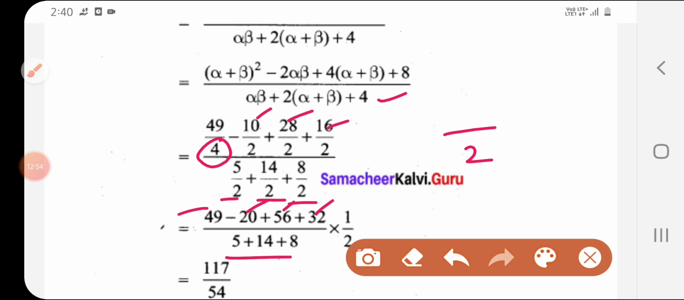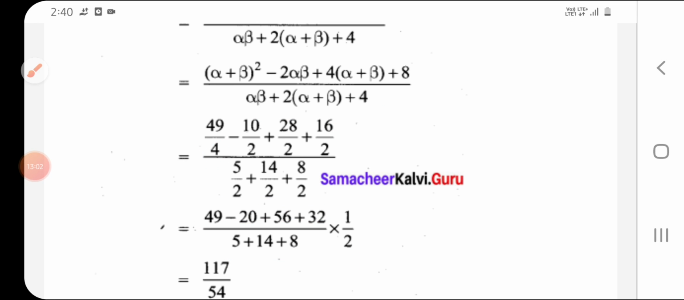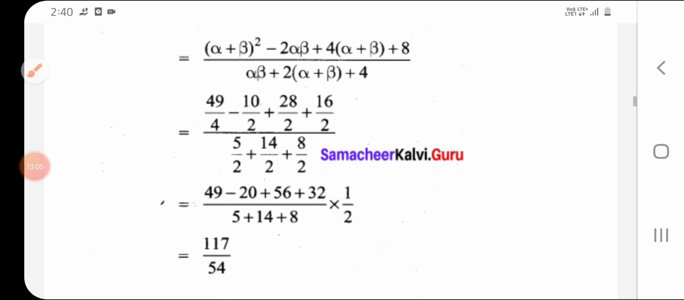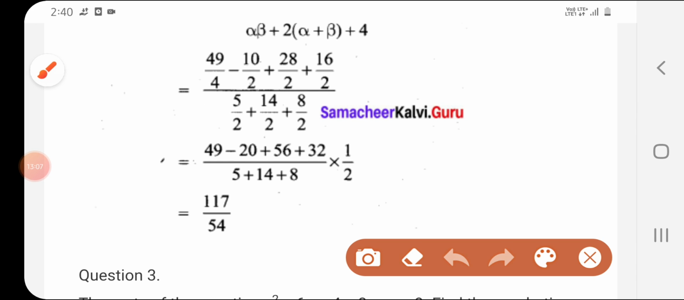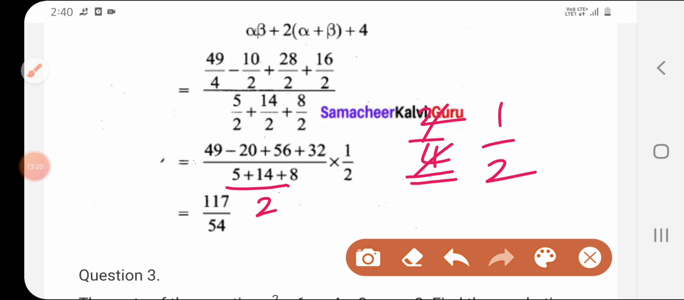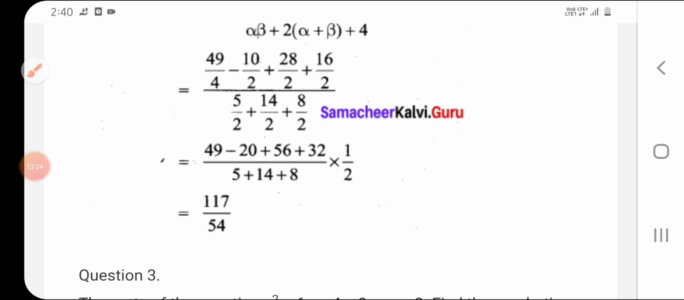So in this we have denominator 4, in this we have denominator 2. So when we cancel, it will be 4 by 2, so the 2 moves to the numerator. Here in the denominator we have 4. So when we cancel this one, 1 by 2. Now when we simplify this one, we will get 117 by 54.